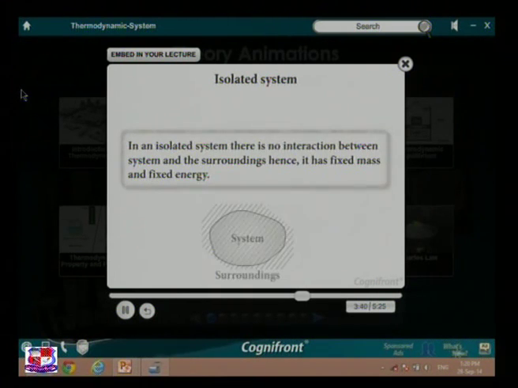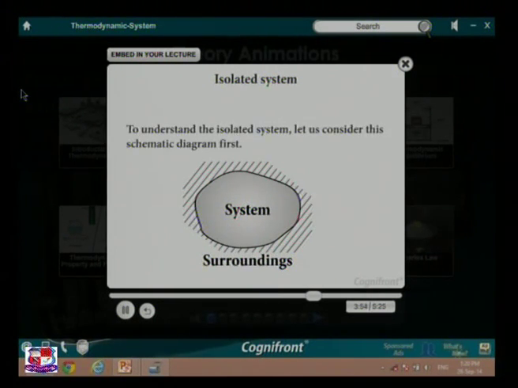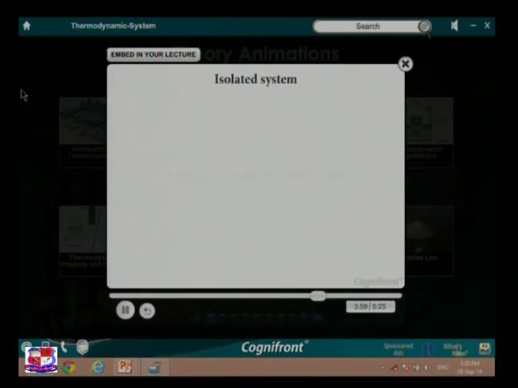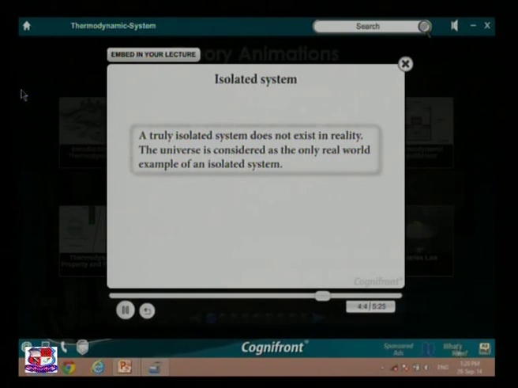Isolated system. In an isolated system, there is no interaction between the system and the surroundings. Hence, it has fixed mass and fixed energy. Observe the given schematic diagram. A real-life example of an isolated system: a truly isolated system does not exist in reality. The universe is considered the only real-world example of an isolated system.